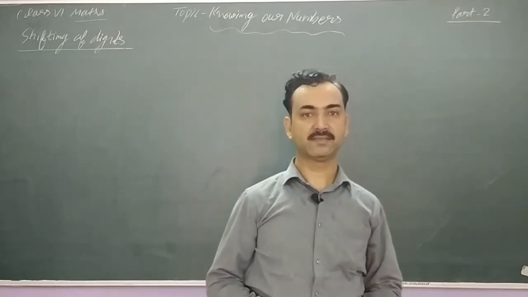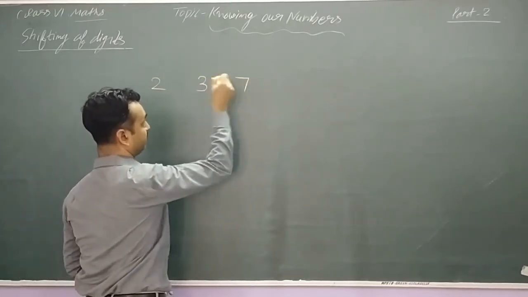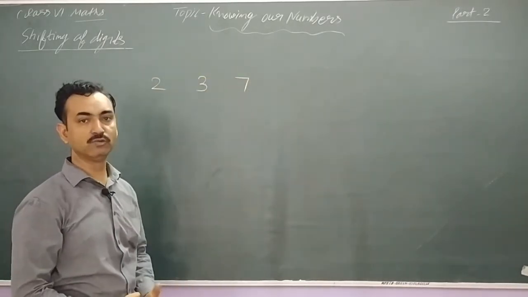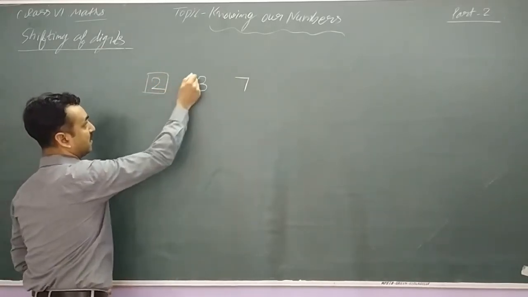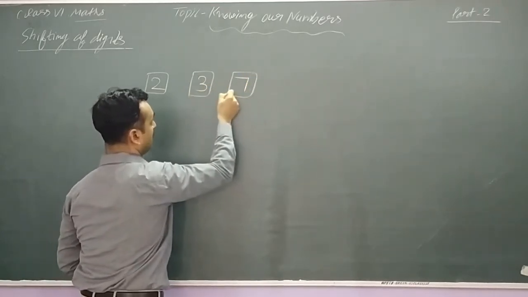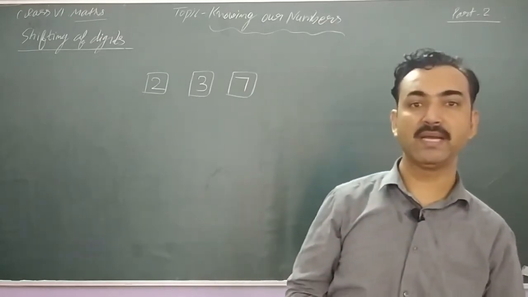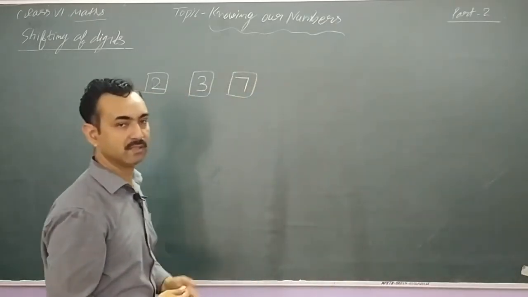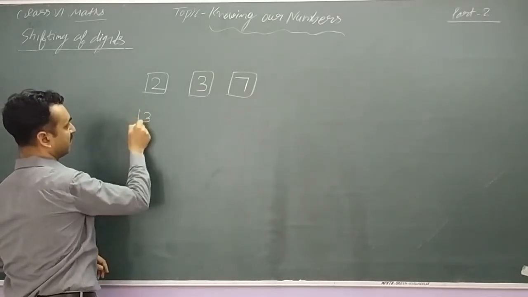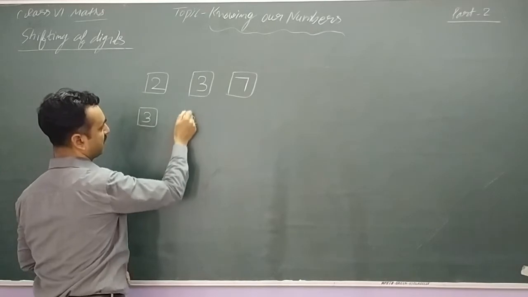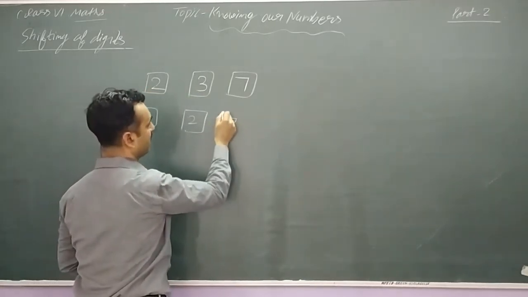Suppose you have the digits 2, 3, 7. Now suppose there are cards, these are the cards. Can you think how many different types of numbers we can make from these 3 digits? Suppose you arrange these cards here. Suppose 3 will come here and 2 will come here. We will shift, exchanging 2 and 3, and 7 will stay as it is.